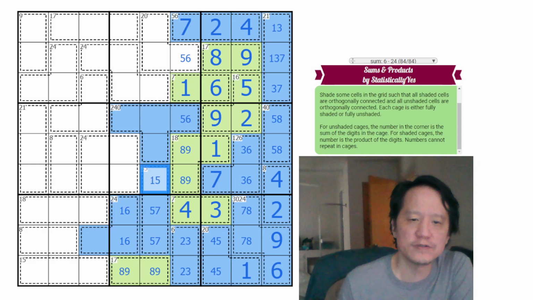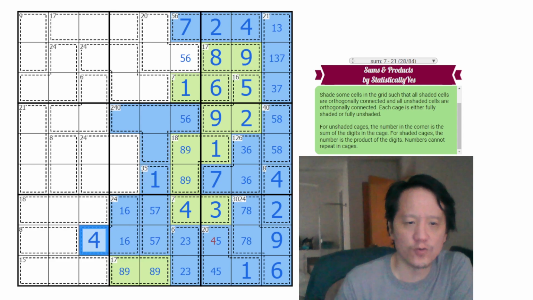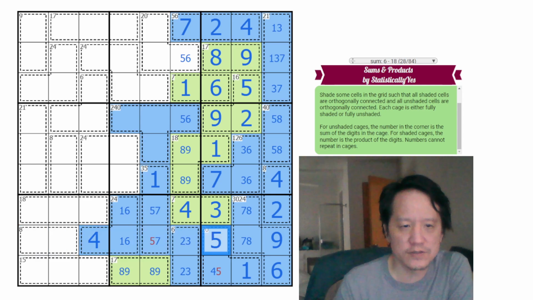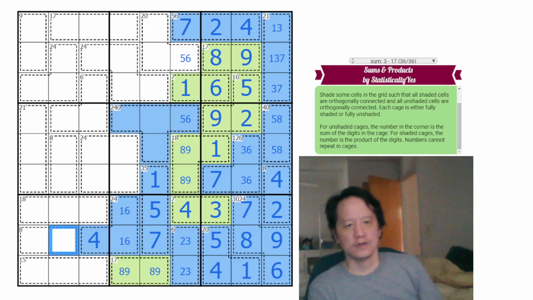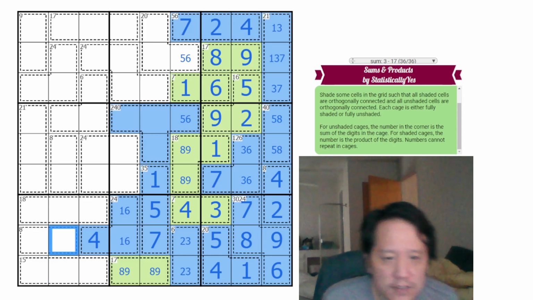So this is 5 and 7. So this is 1. This has to be 4 then. So this is 5. This is 4. This is 7. This is 5. This is 8. This is 7. So it's 8.